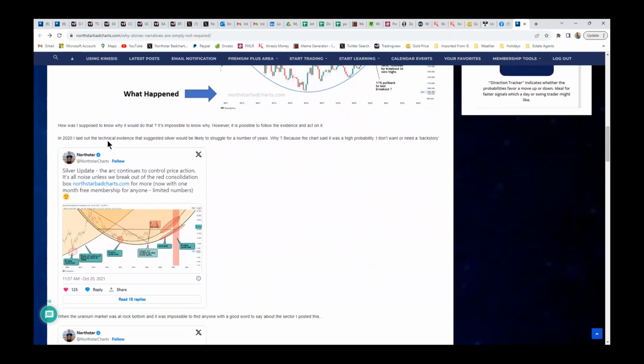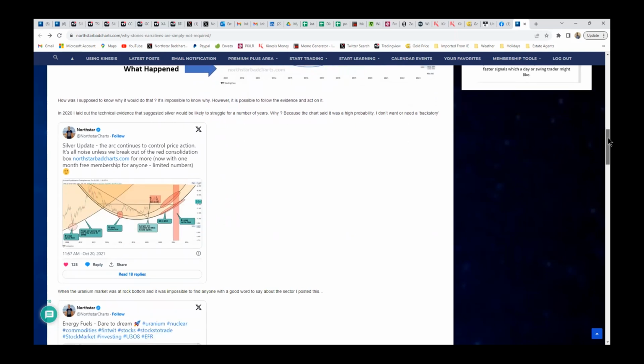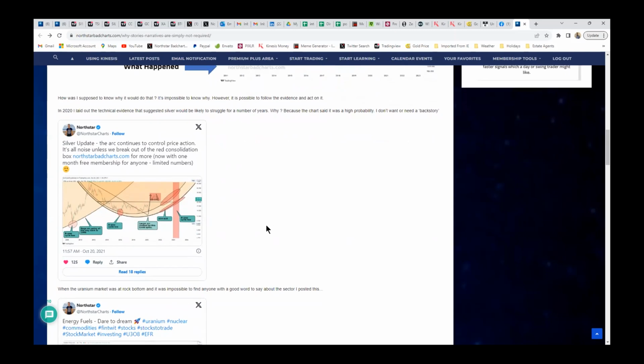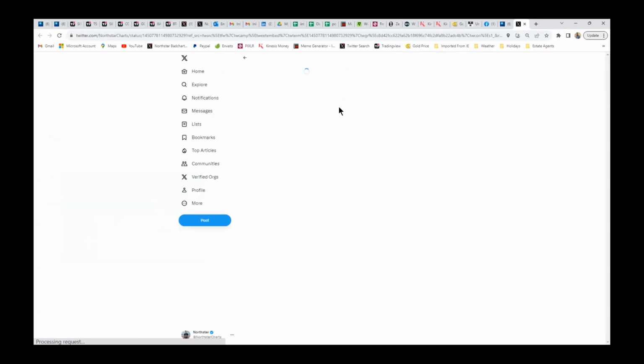In 2020, I laid out the technical evidence that suggested silver would be likely to struggle for a number of years. Why? Because the chart said it was a high probability. I don't need a backstory. There's no need for me to dig around in news articles and find a fundamental reason why silver would struggle for lots of years. All you have to do is look at the chart, I'll click on this for you.